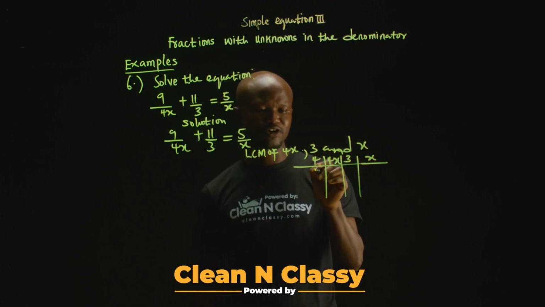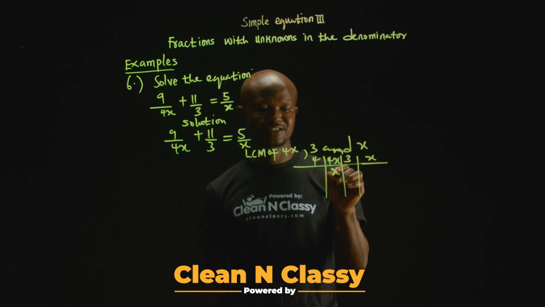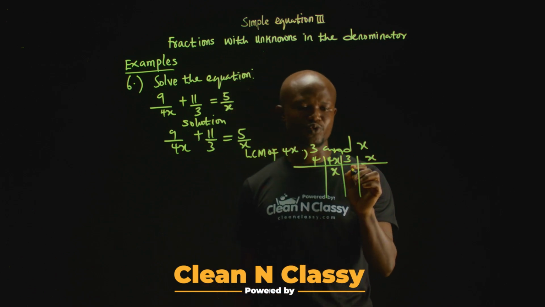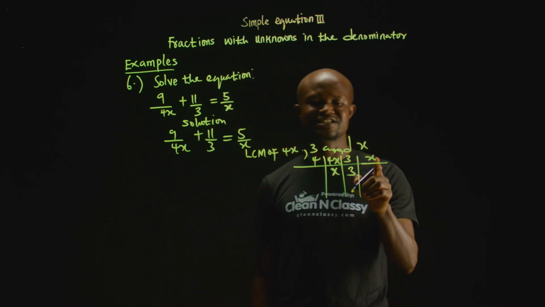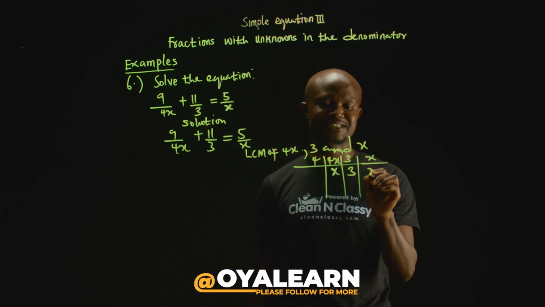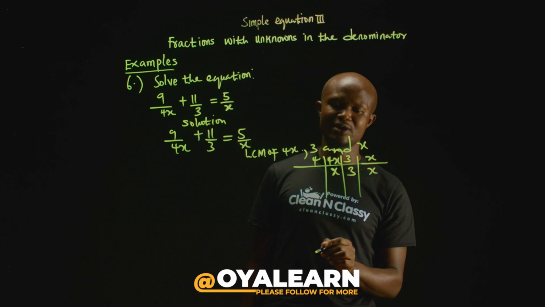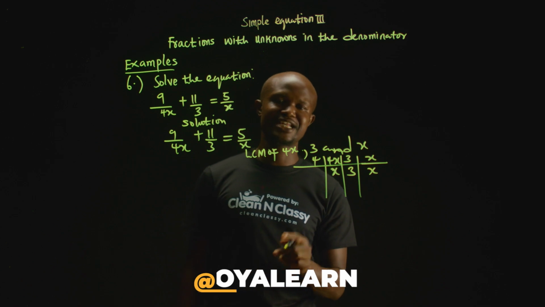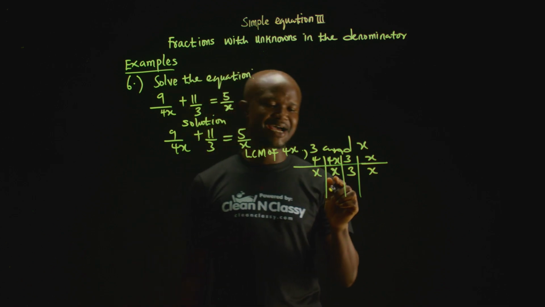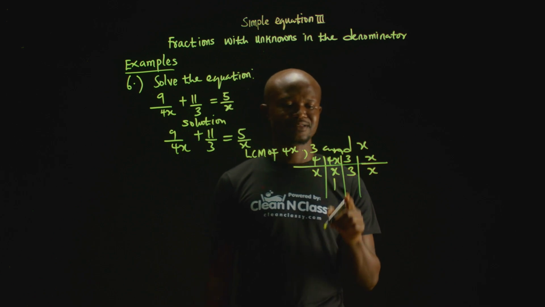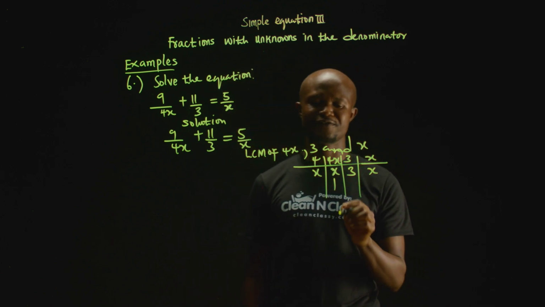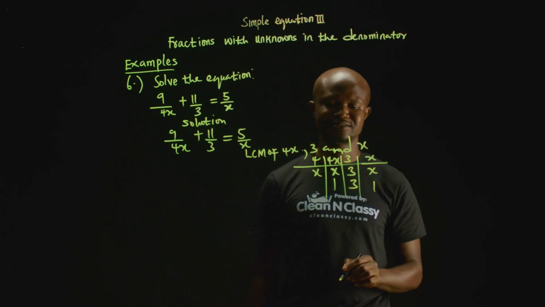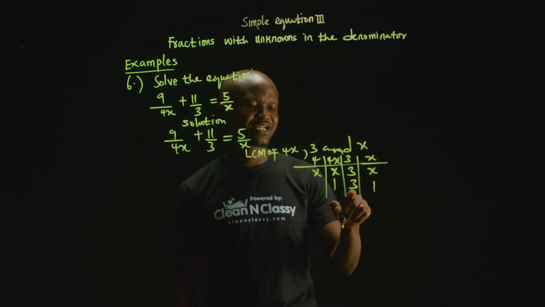4x divided by 4 will give us x, and 3 divided by 4. 3 is not a multiple of 4, so we still write 3 here. And x is not a multiple of 4 also, so we still write x. Now, we can also reduce this by dividing by x. x divided by x, we have 1. 3 divided by x, 3 is not a multiple of x, so we still write 3 here. x divided by x, what do we have? 1. Now, we are still having 3 here, so we use 3.